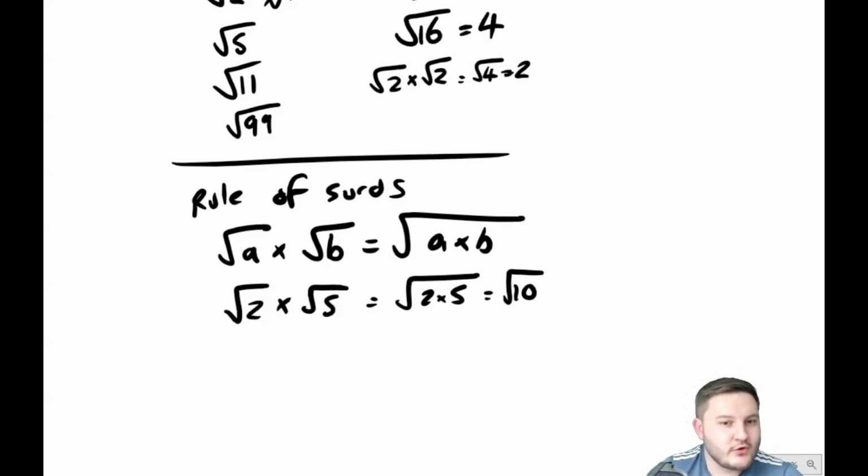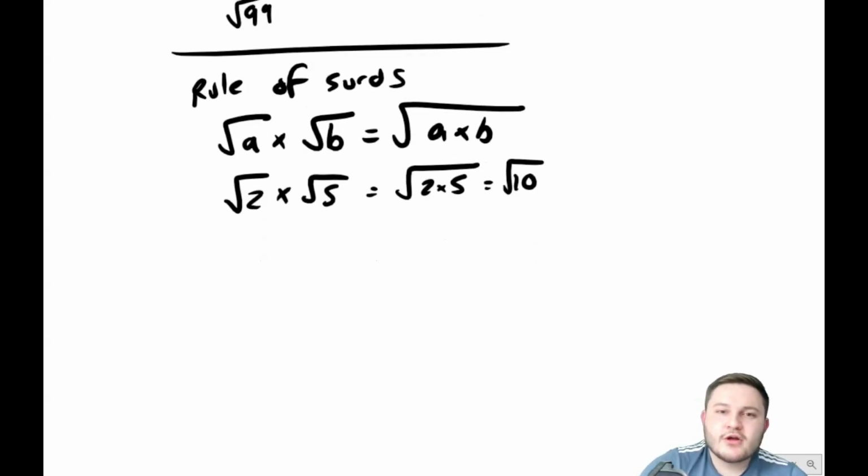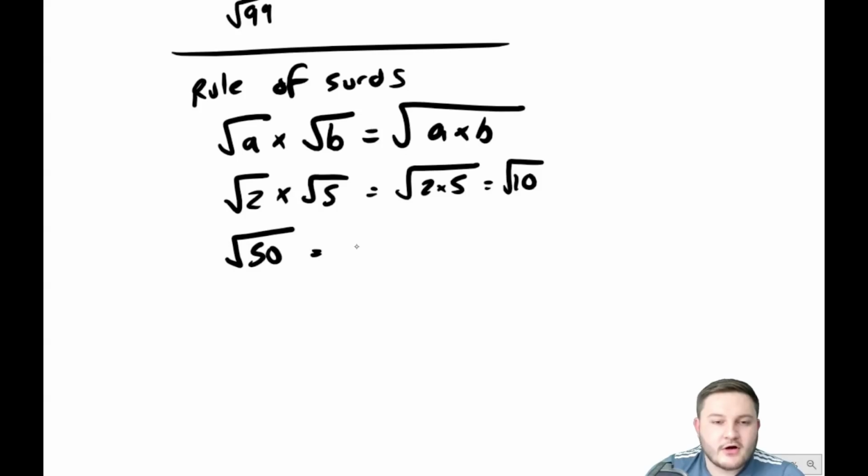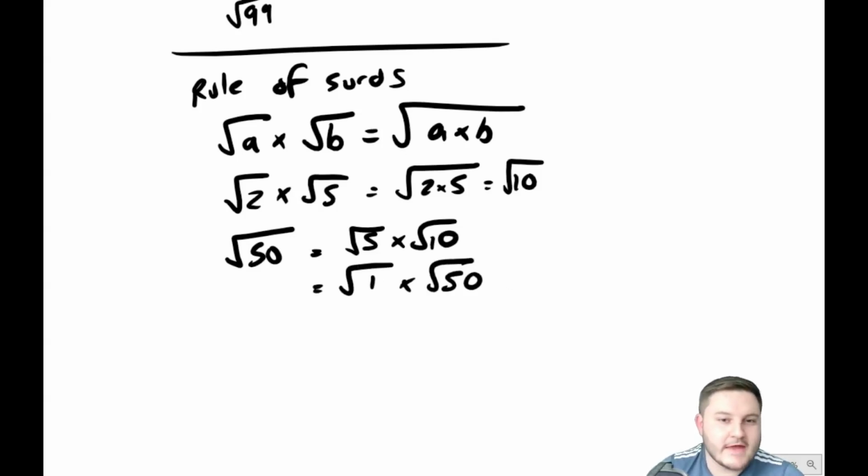And this only works for multiplying. Right? This doesn't work for addition. We'll talk about that in a little bit. But that also means that you can sort of do it in reverse. So for example, if I was given the square root of 50, well, this could be equal to the square root of 5 times the square root of 10. Definitely. It could be the square root of 1 times the square root of 50, because again, those will multiply to make 50. It could be the square root of 25 times the square root of 2.